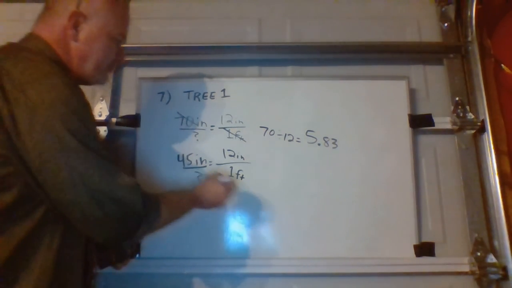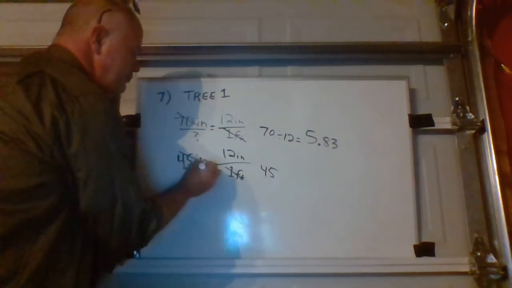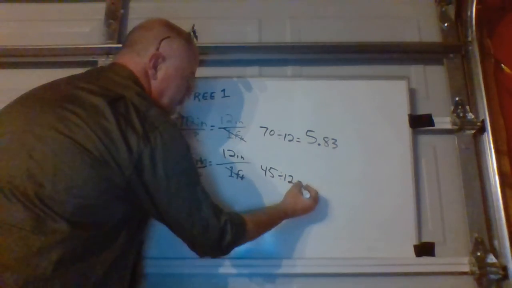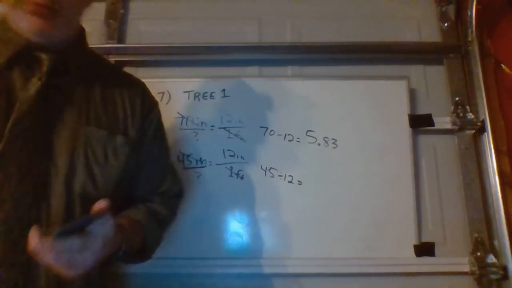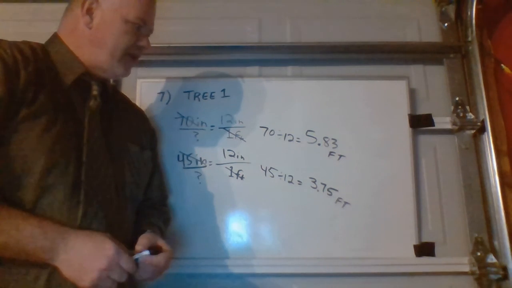We know 45 times 1 equals 45. I'd like to cross that off. It is 12 that is remaining, so we're going to divide by 12. Punch that into our calculator. Okay, when we do that, we get 3.75 feet.